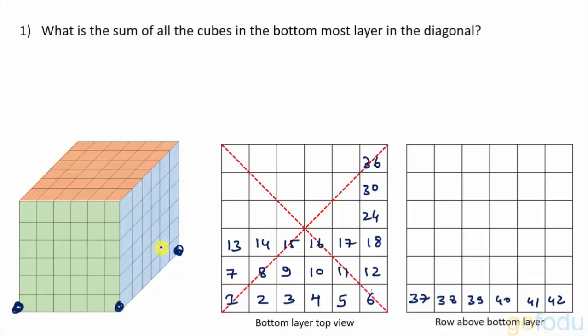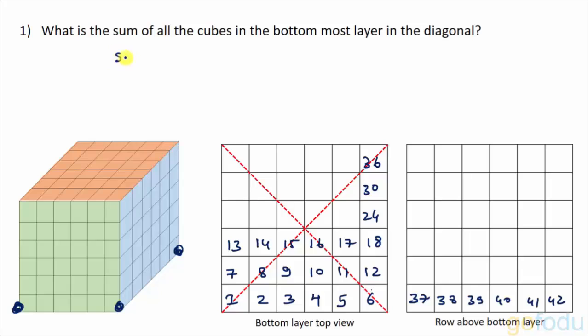Now, which one to consider? Let's first calculate the sum and then come back to this question. If we look at the cubes which are connected by this diagonal, we can observe that it's an AP with first term 1 and common difference 8 minus 1, that is 7. So last term is 36.